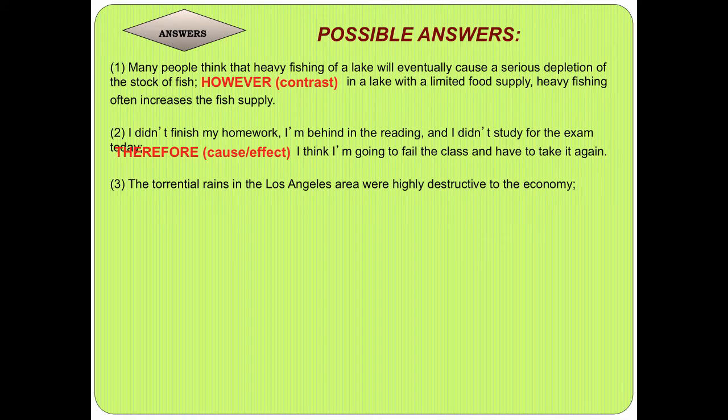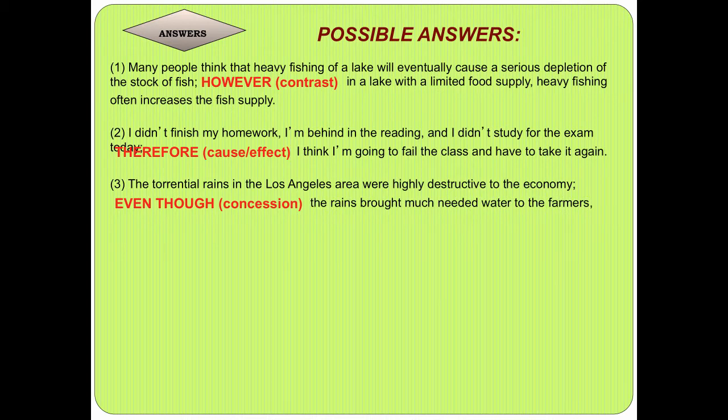3. The torrential rains in the Los Angeles area were highly destructive to the economy. Even though, concession, the rains brought much needed water to the farmers, the destruction to the property and crops was enormous.